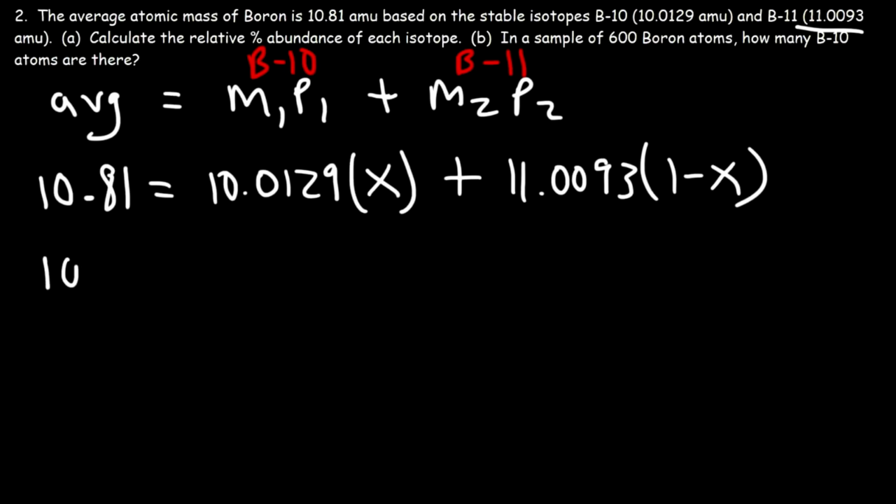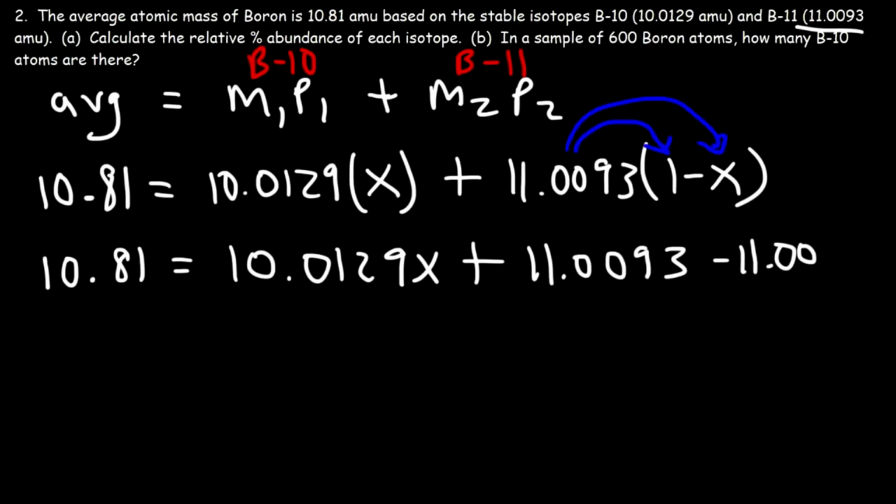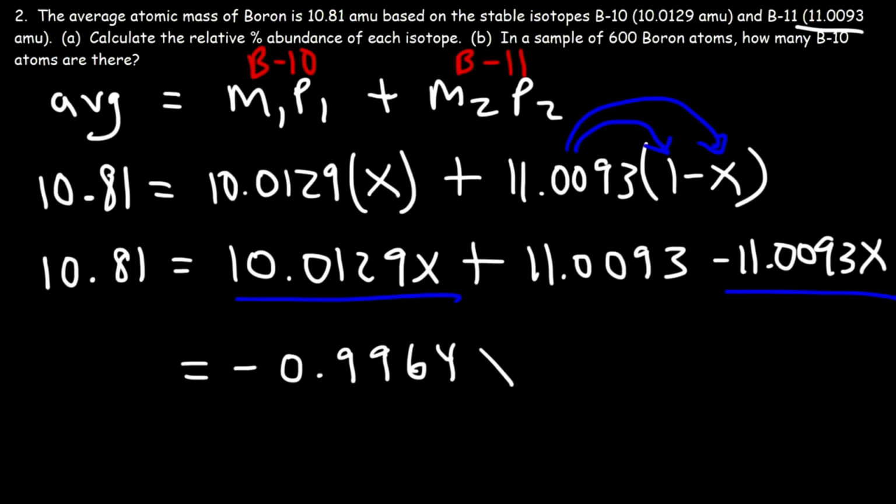Now, it's time to do the math. So on the right side, we have 10.0129x, and we need to distribute 11.0093 to 1 and negative x. So it's going to be 11.0093 and then minus 11.0093 times x. So let's go ahead and combine like terms. 10.0129 minus 11.0093 is going to give us negative 0.9964x.